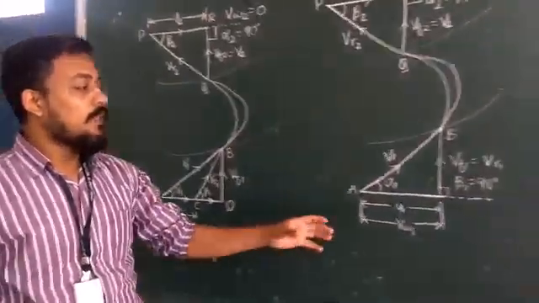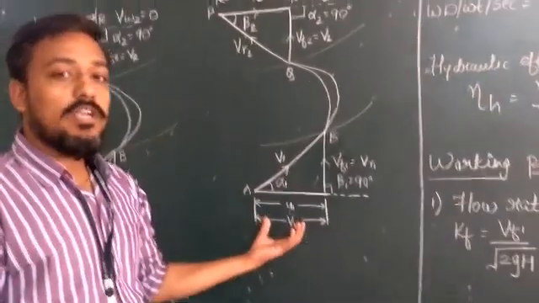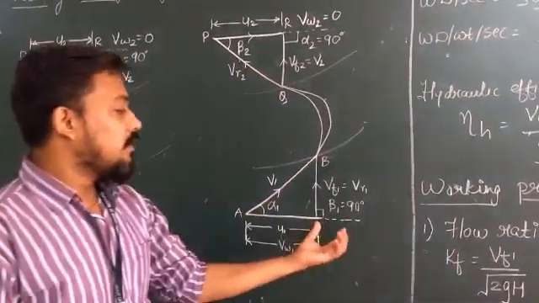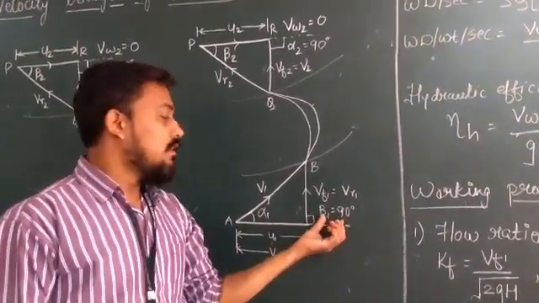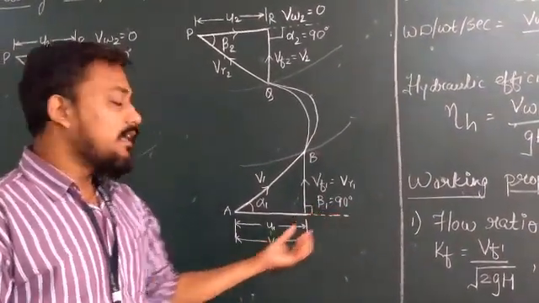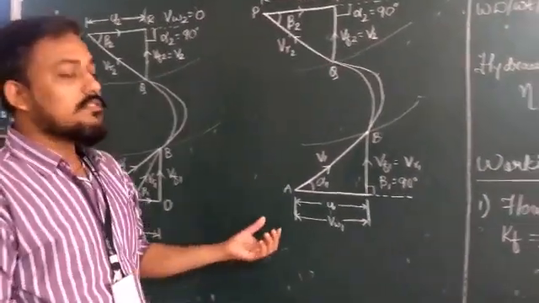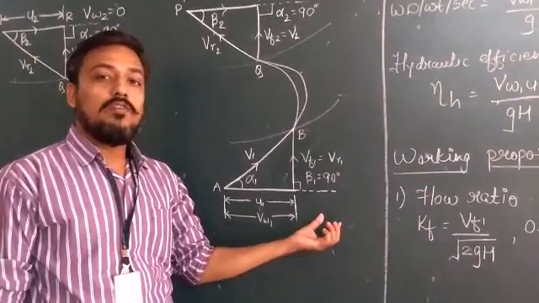This is the outlet triangle for the modern Francis turbine and the inlet triangle for the old Francis turbine. Here you can see the water is entering radially and it is discharging axially. Here the value of beta 1 is 90 degrees, and here the value of beta 1 is less than 90 degrees. This depends upon the degree of reaction.